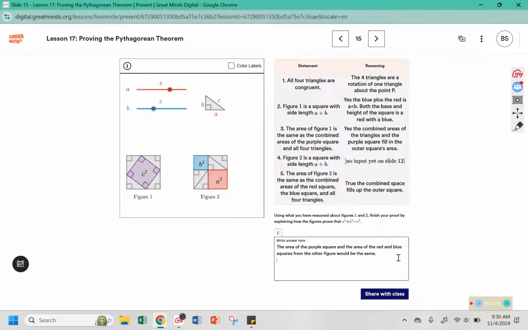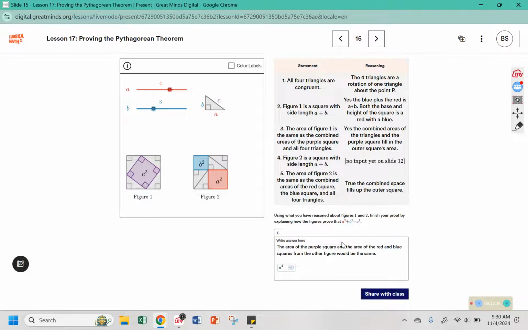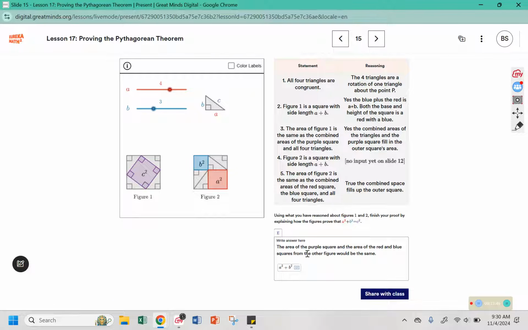So if we rewrote that as a statement, the area of the red square plus the area of the blue square, these two areas combined, add up to the area of the purple square.